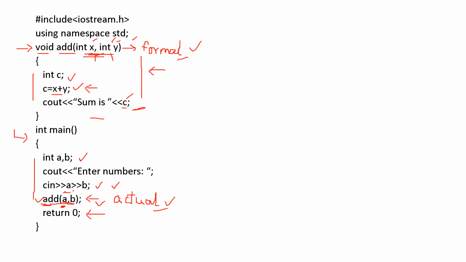In some cases here the value has been transferred from the main to the function, because a and b get their values and the variables are transferred, and in some cases the value can also be transferred directly.